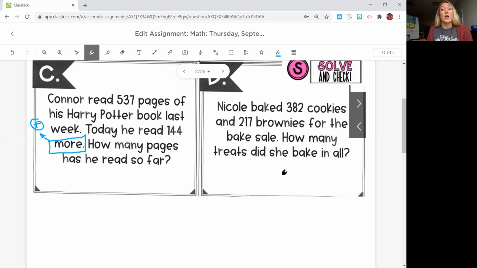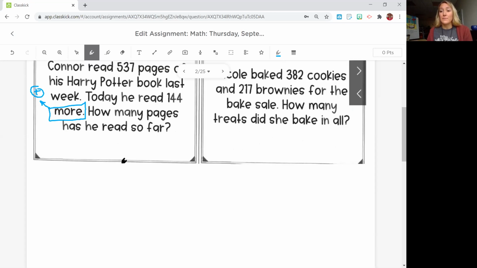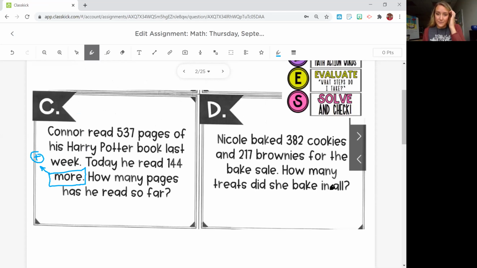Now that is all I am going to do for this problem solving. You will need to evaluate, write out the addition sentence, and solve. Let's move on to D.